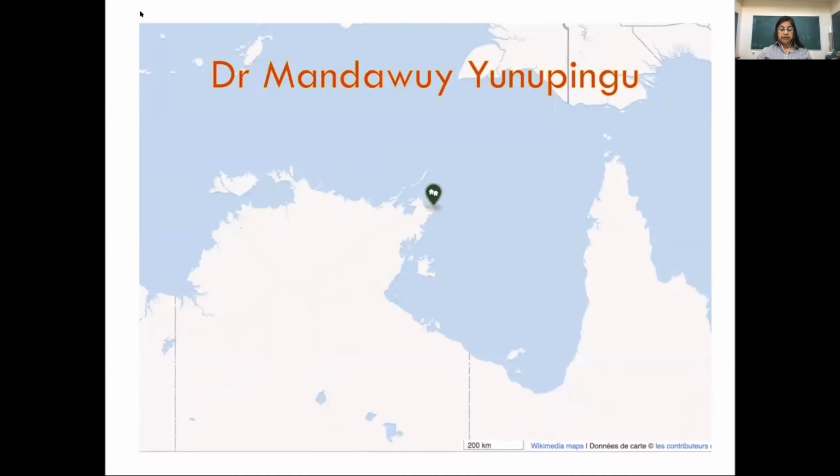So Dr. Mandawuy Yunupingu is well known for being the lead singer of Yothu Yindi, a rock band from the 1990s. But he was also a visionary educator for his people in Yirrkala, Arnhem Land, Northern Territory, of which I show a map on this slide. Dr. Yunupingu was born on 17th of September, 1956 at Yirrkala in Northeast Arnhem Land. He did all his schooling at Yirrkala and took up a teaching position at Yirrkala School when he left school.